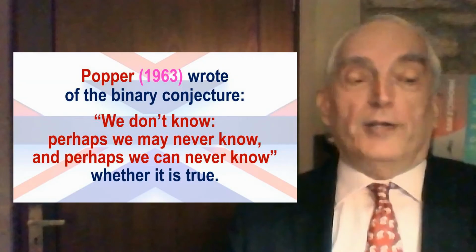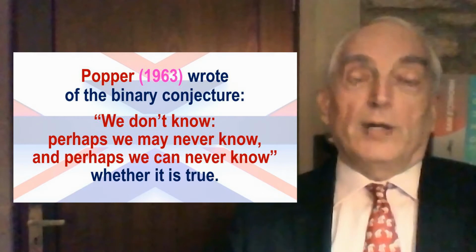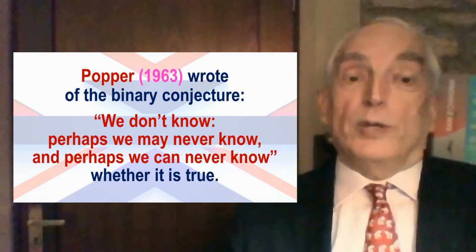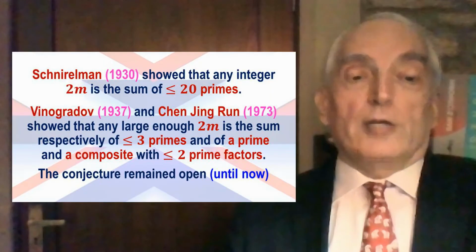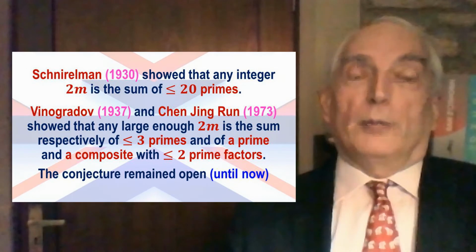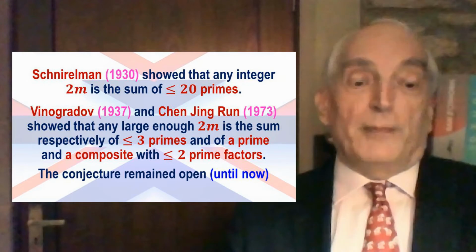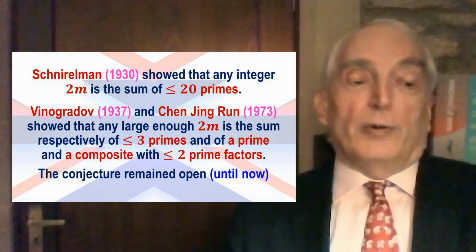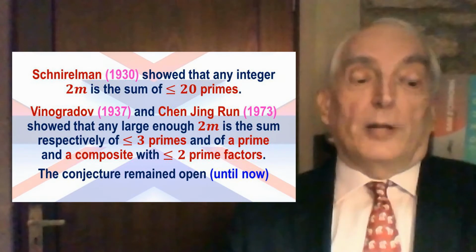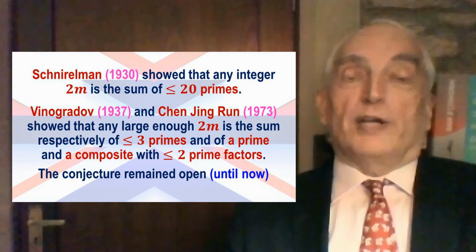Karl Popper in 1963 wrote of the binary conjecture, "We don't know, perhaps we may never know, and perhaps we can never know whether it's true." Schnirelmann in 1930 showed that any integer 2m is the sum of not more than 20 primes. Vinogradov in 1937 and Chen Jingrun in 1973 showed that any large enough 2m is the sum respectively of not more than 3 primes and of a prime and a composite with not more than 2 prime factors. But the conjecture itself has remained open until now.